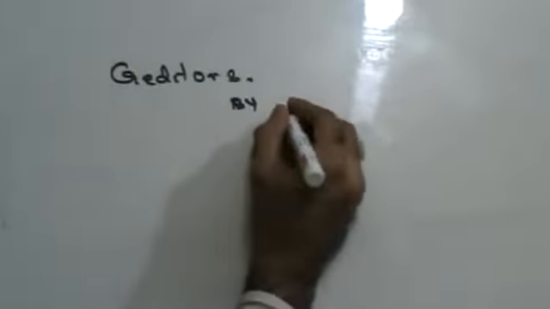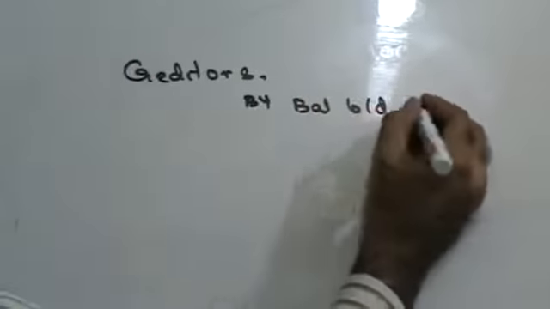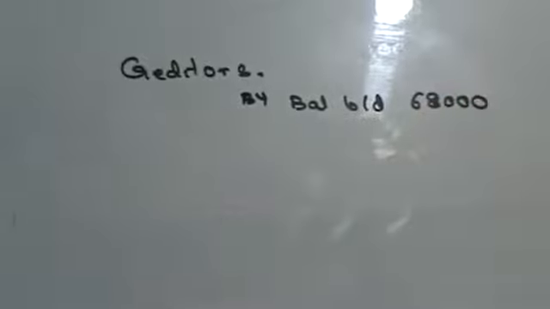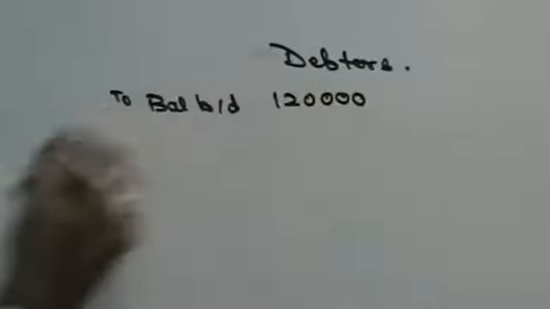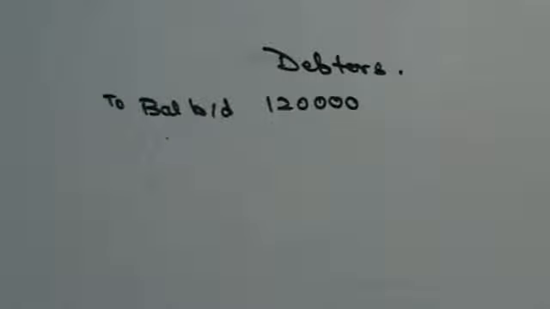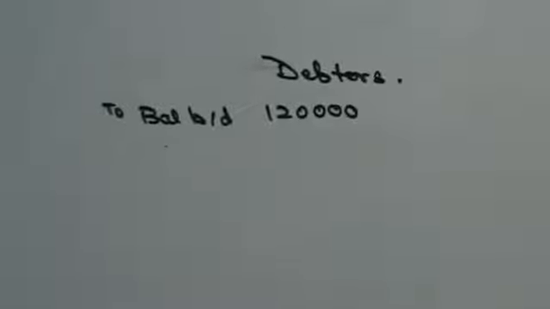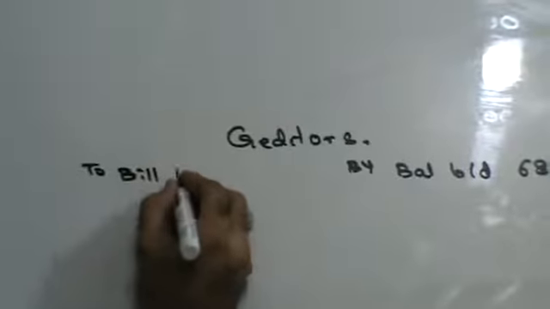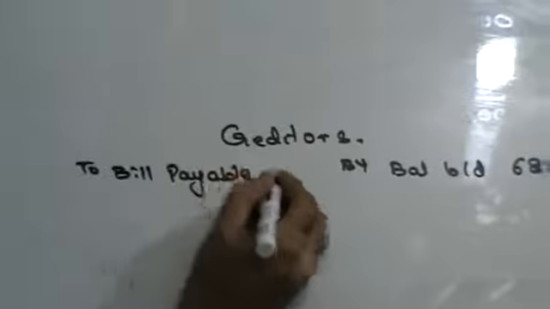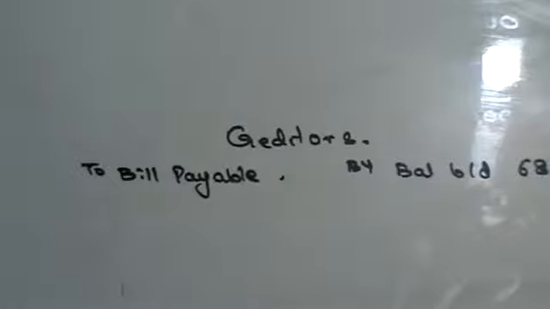Right? Now let's start putting in the figures. Opening balance of creditors. Creditors is a liability. Opening balance on the credit side, by balance brought down 68,000. Debtors is an asset. Opening balance on the debit side, to balance brought down 1,20,000. Next, let's move on ahead. Bills payable and bills receivable. Bills payable will go in creditors account on the debit side. Bills payable is given to you as 15,000.